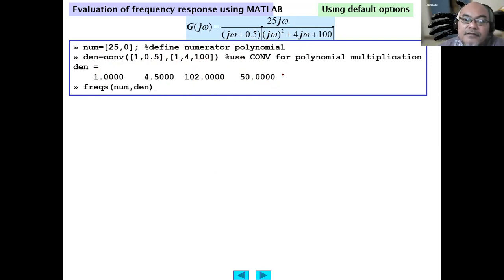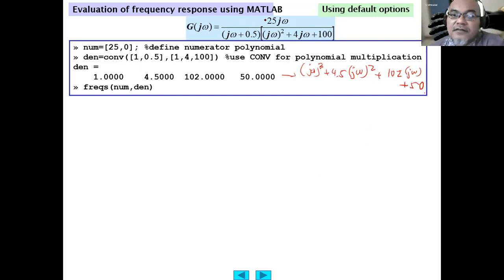j omega cubed plus 4.5 j omega squared plus 102 j omega plus 50. Okay, you may check this using your own manual multiplication.